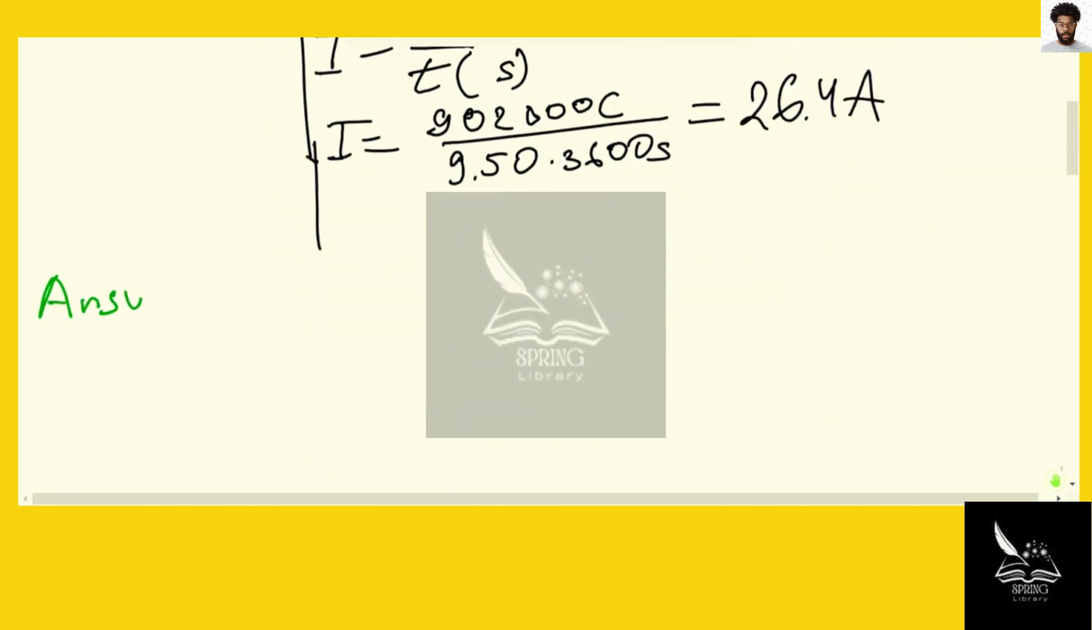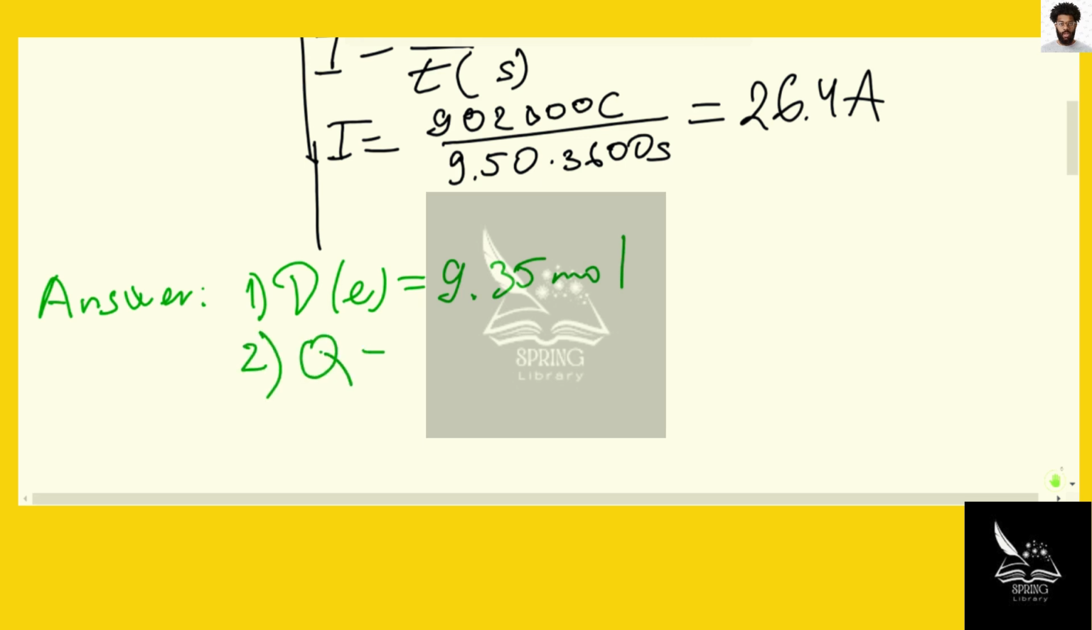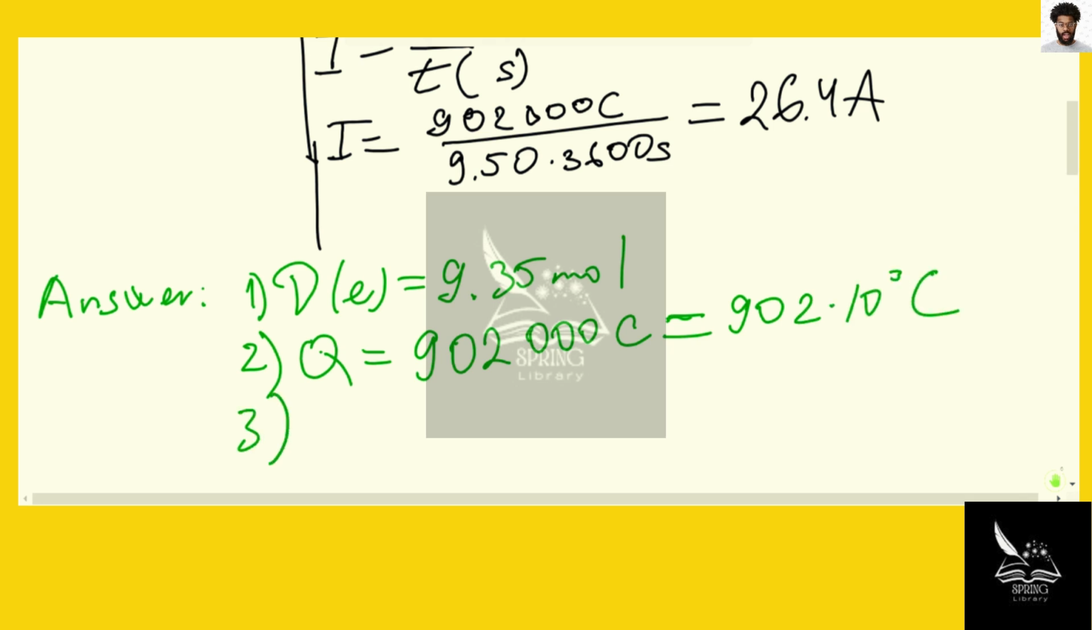So now let's summarize our results. The answer is the following. Number of moles of electrons is 9.35 moles. Charge equals the following. So it's 902,000 coulombs, and the current equals 26.4 amperes.